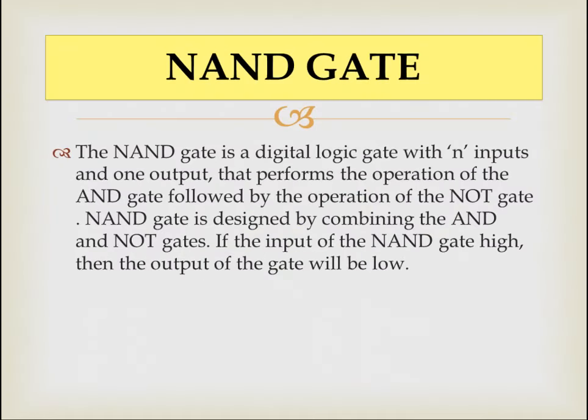The NAND gate is a digital logic gate with n inputs and one output that performs the operation of the AND gate followed by the operation of the NOT gate. The NAND gate is designed by combining the AND and NOT gates. If the inputs of the NAND gate are high, then the output of the gate will be low. High means 1 and low means 0.